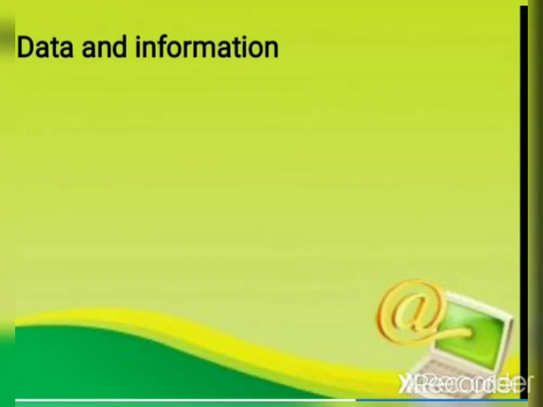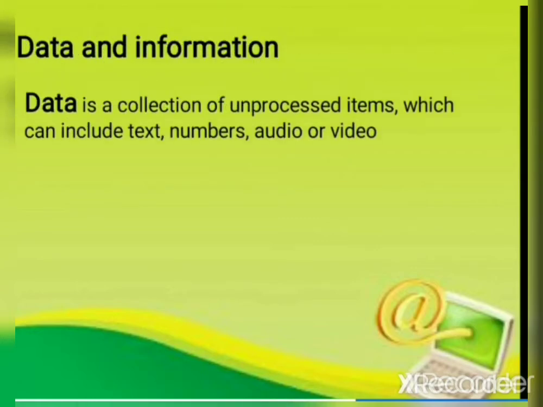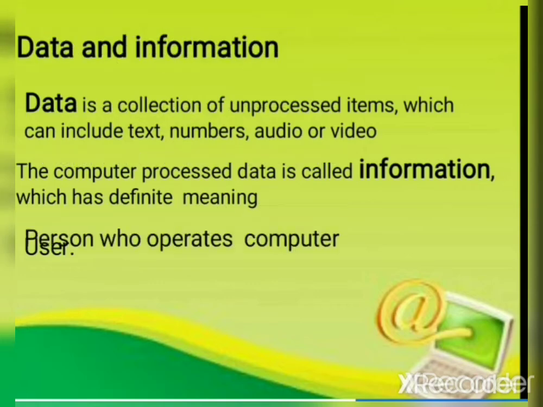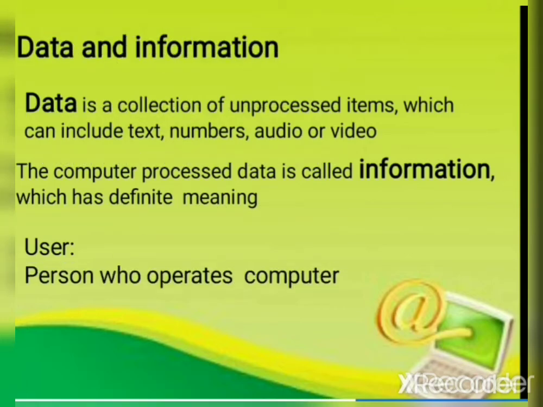Moving on to the next one, data and information. Data is a collection of unprocessed items which can include text, numbers, audio or video. The computer processed data is called information, which has definite meaning. User is a person who uses the computer.